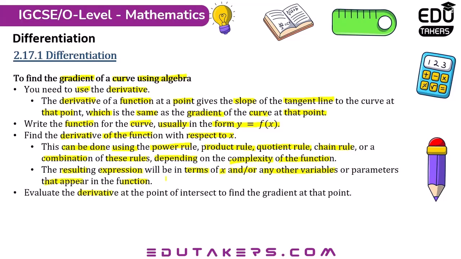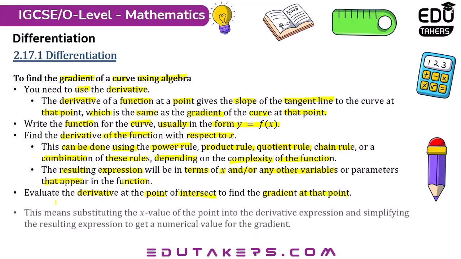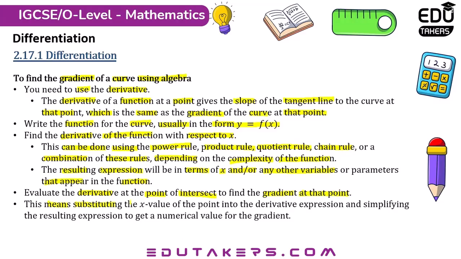Evaluate the derivative at the point of intersection to find the gradient at that point. This means substituting the x value of the point into the derivative expression and simplifying the resulting expression to get a numerical value for the gradient.